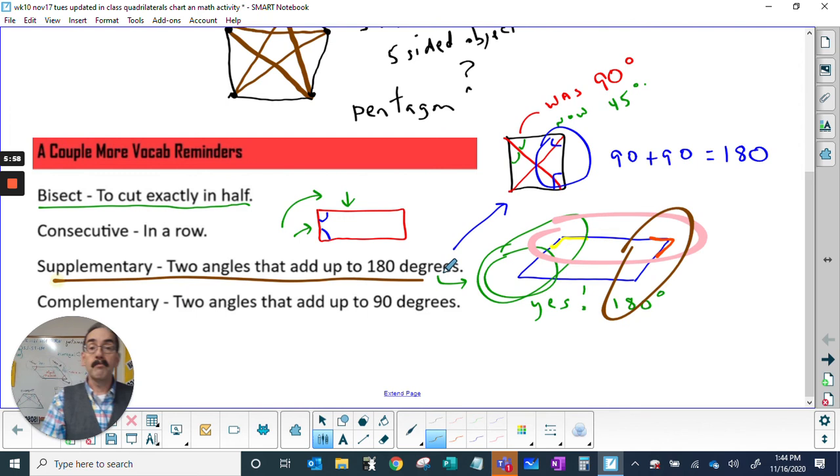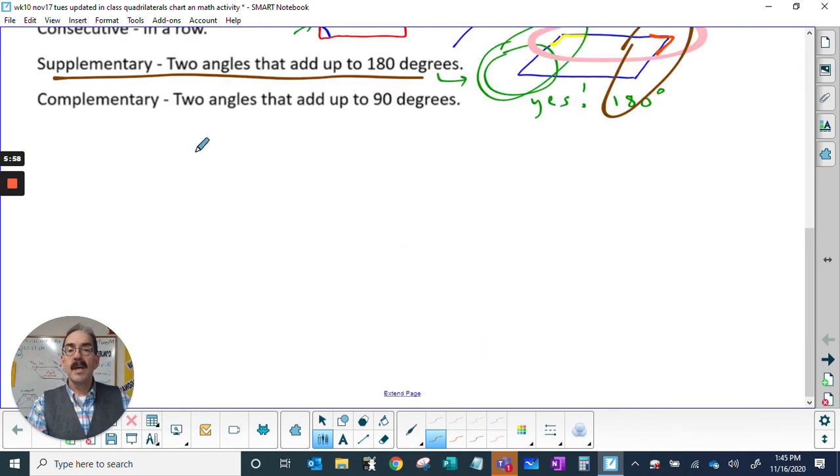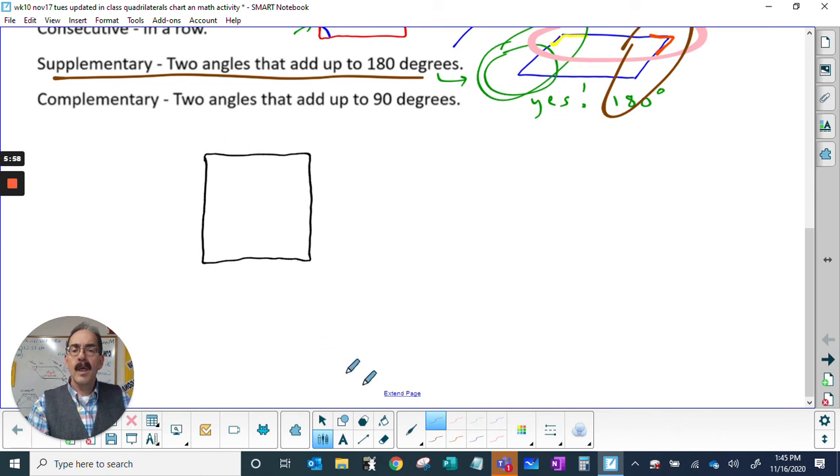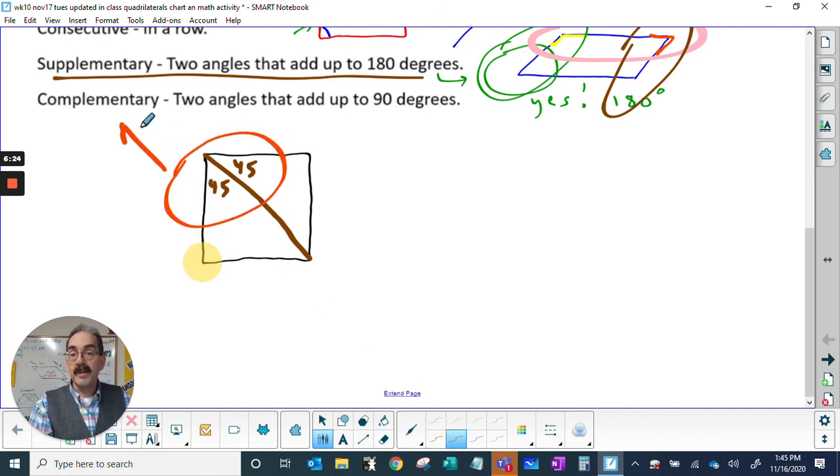How about complementary angles? Angles that add up to 90. Well, we'll go back to the square. And if we cut the square in half, we got 45 and a 45. Those two angles are complementary. Okay, so that's our vocab. Make sure you remember those words. You can write them in your notes.